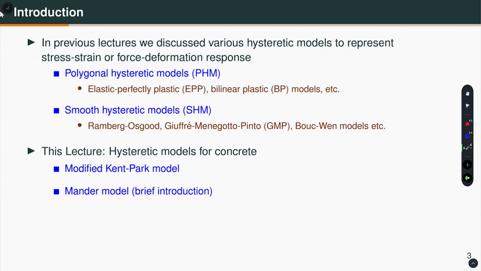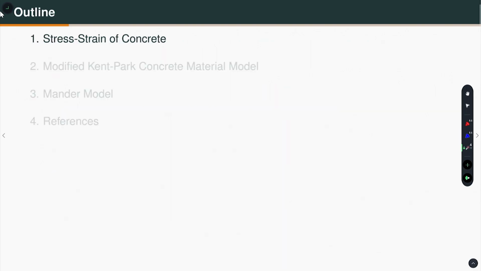But we have not yet discussed anything about concrete as a material. So, in this lecture, we will be talking about models that can be used to model behavior of concrete, the stress strain response of concrete, and we will see in the next topic of the course how we use this concrete material model to perform analysis at the cross section level of a member. Okay. So, we will be talking about one model in detail, and then I will introduce you very briefly to another model. There are many other models.